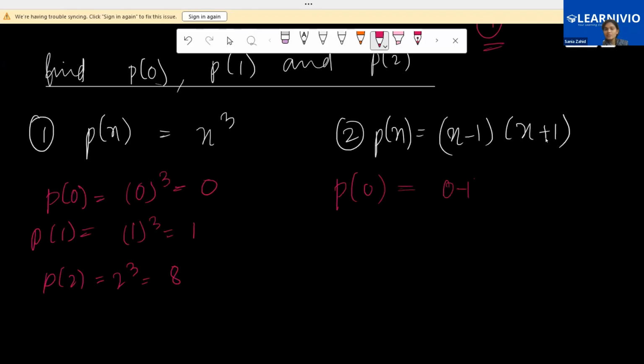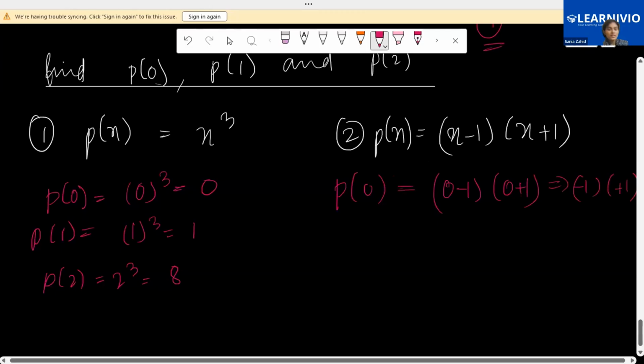Now you have P0. So first you have 0 minus 1 and then 0 plus 1. So what does this become? 0 minus 1 is minus 1, and into plus 1. So the answer is minus 1.